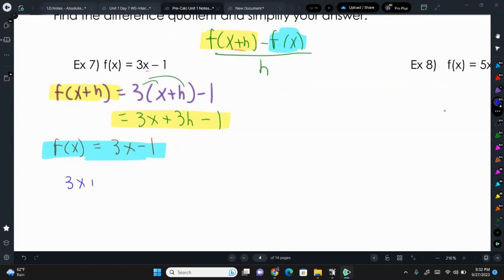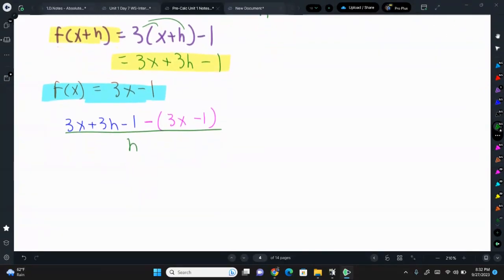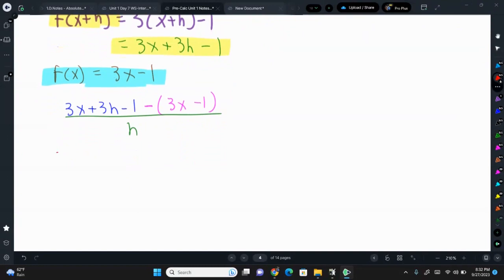So let's substitute those in. So 3x plus 3h minus 1 minus f of x. And remember, when we subtract polynomials, we want to use parentheses so we make sure that we distribute the negative sign to everything. Okay, so then when we distribute that negative sign to everything, we get 3x plus 3h minus 1 minus 3x plus 1 all over h.